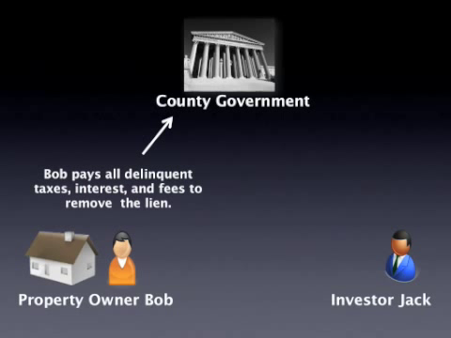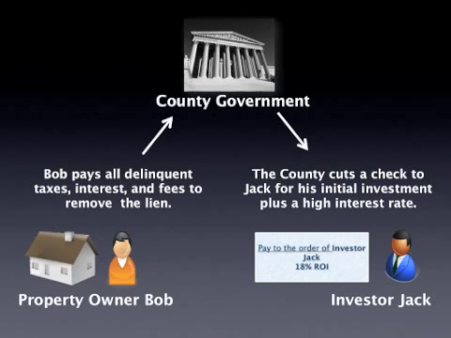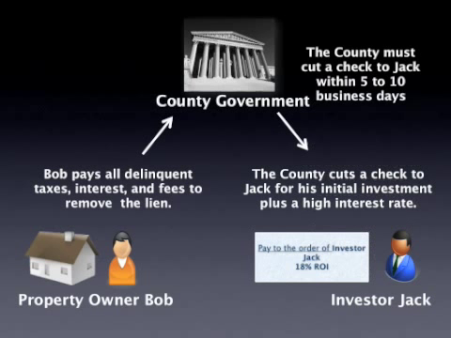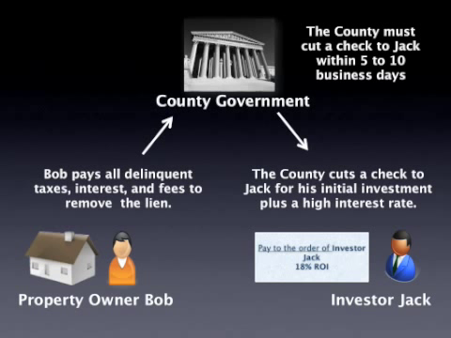So let's say in this scenario that the property owner pays back the delinquent amount along with any penalties or fees that are associated with it, and he does this to remove the lien. Well, at that point, the county will cut a check to the investor for his initial investment plus the rate of return that he was guaranteed when he purchased the loan. Most counties will cut these checks within about 5 to 10 business days.